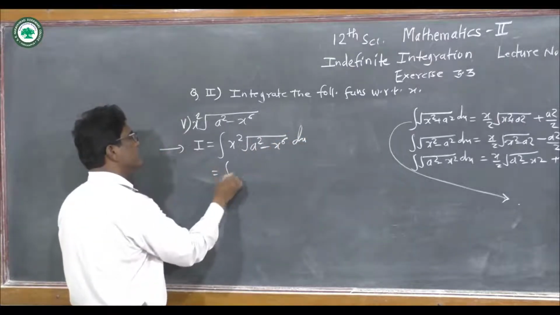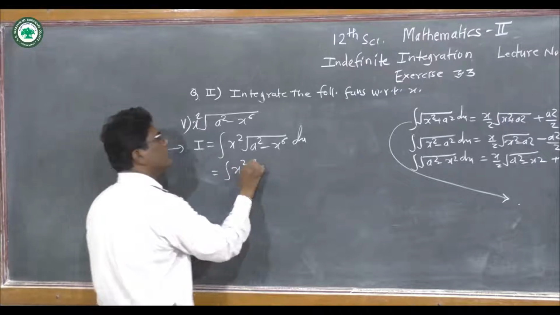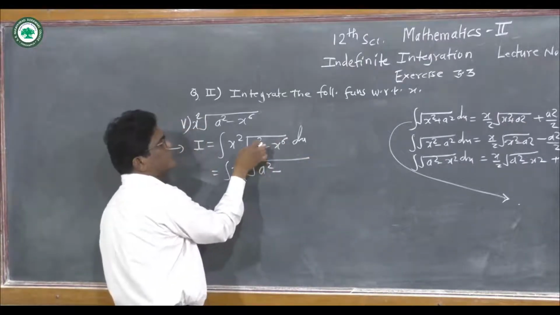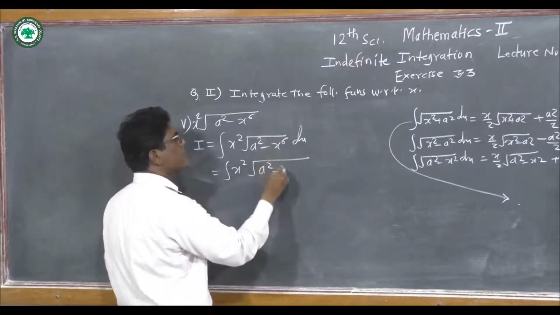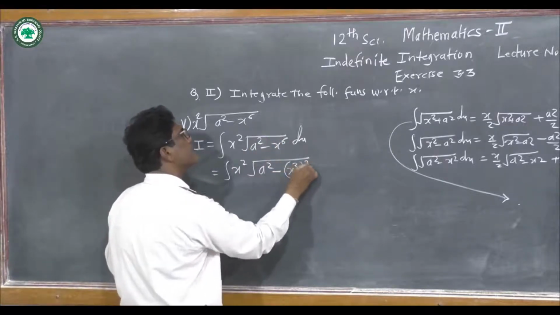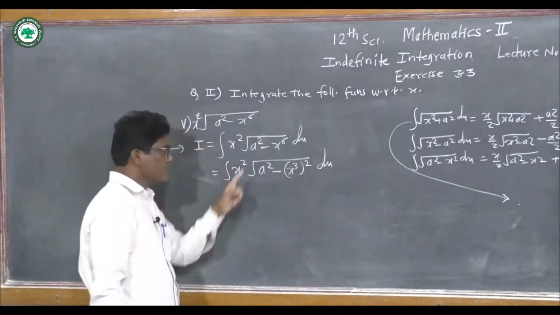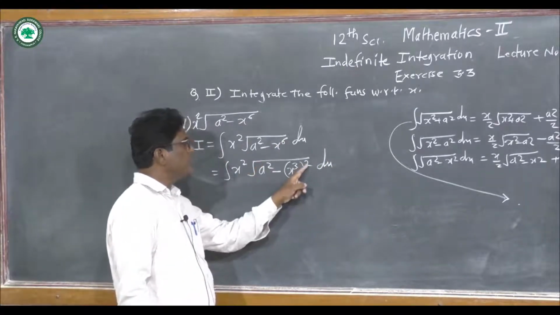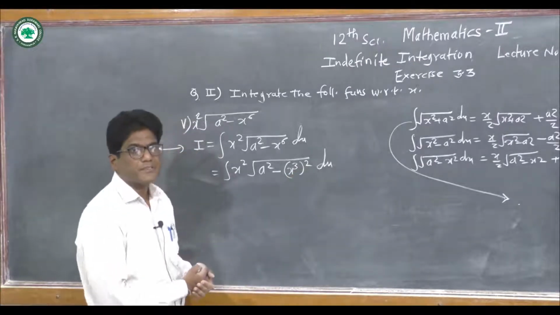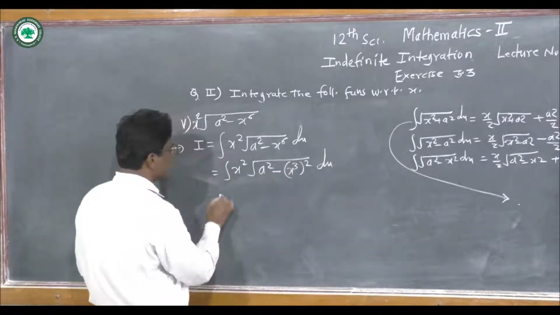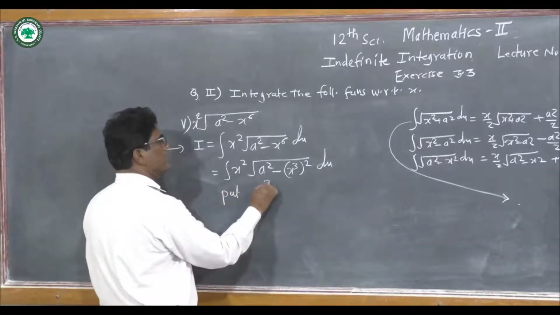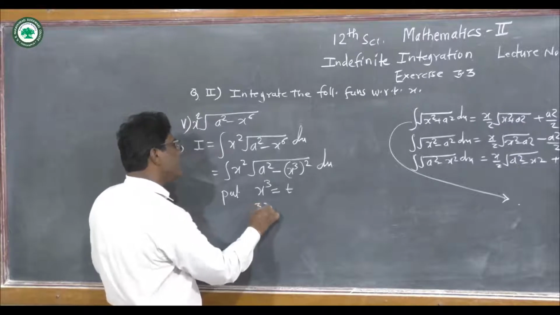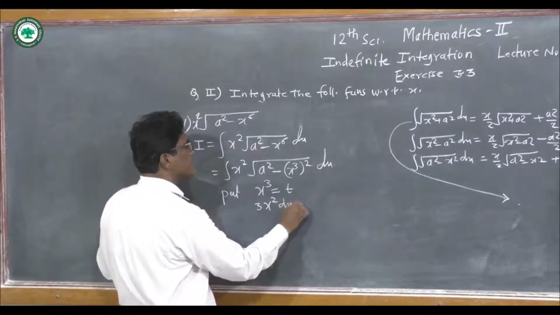So it is equal to integration of x square into under root of a square minus, this is the square of, since here a square, so we write this in terms of square, that is x cube and its square dx. Now we use the substitution method: we put x cube is equal to t, differentiate with respect to x. So 3 into x square dx is equal to dt.